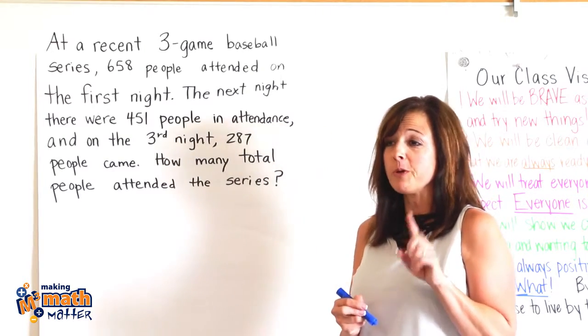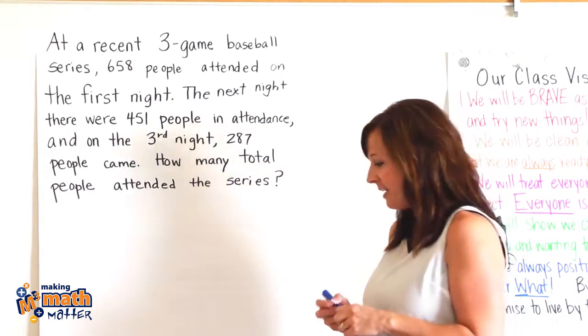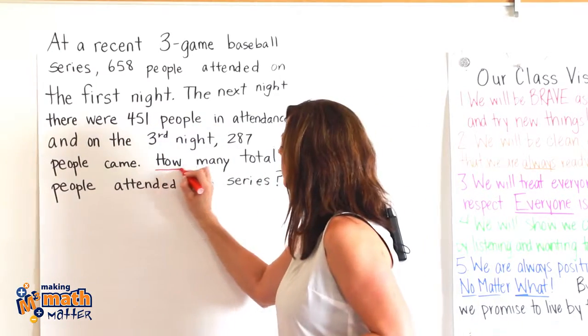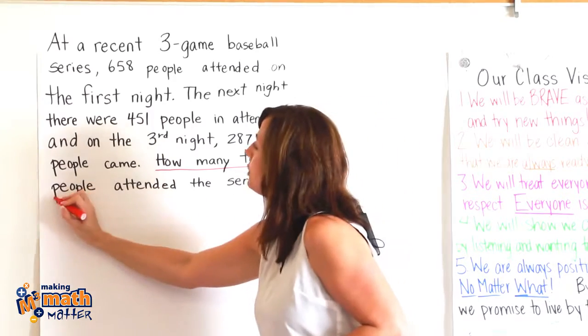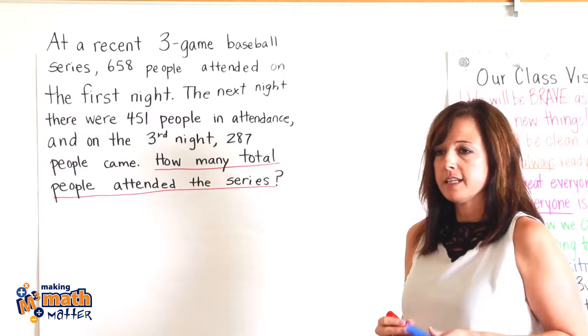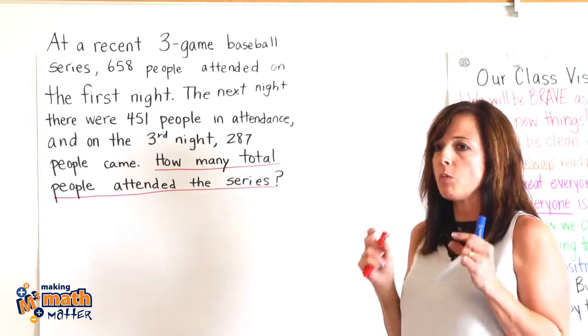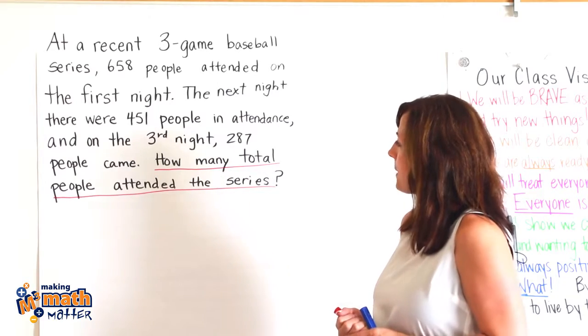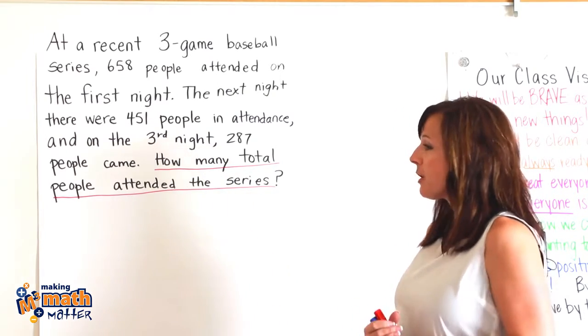So step 1, we read the problem, and then we take our pencil and we underline that question. How many total people attended the series? We underline that so we're focused on what is the problem asking us to do. Okay. And then we do our next step.